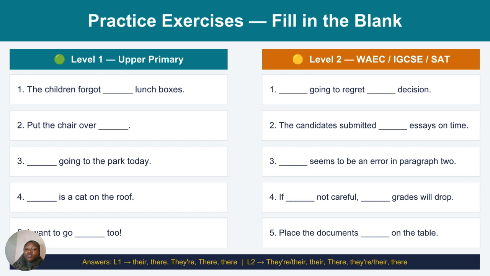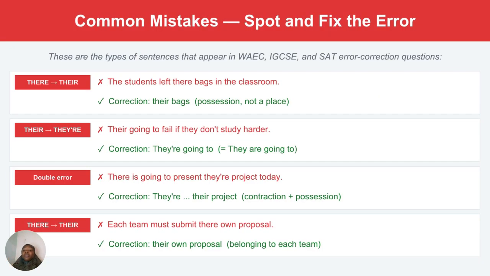Dash seems to be an error in paragraph 2. There seems to be an error, yes, because it's starting a sentence, which is THERE. There seems to be an error in paragraph 2. Well done if you got those right. Good job. Excellent. Now, before we finish, let's look at the exact mistakes examiners look for.